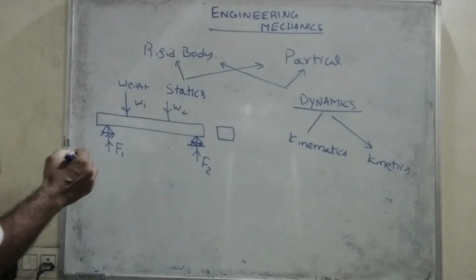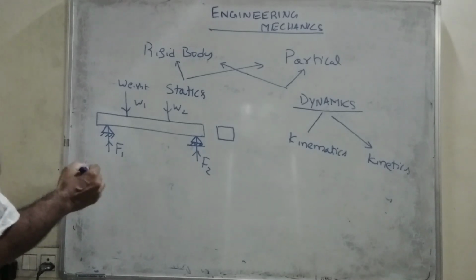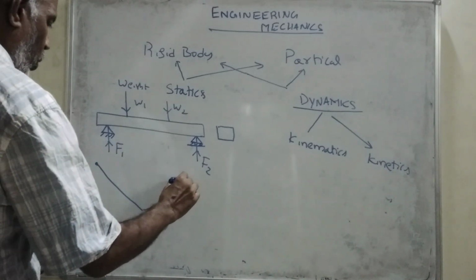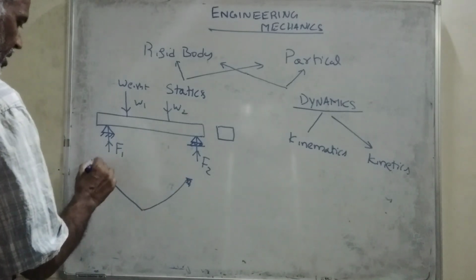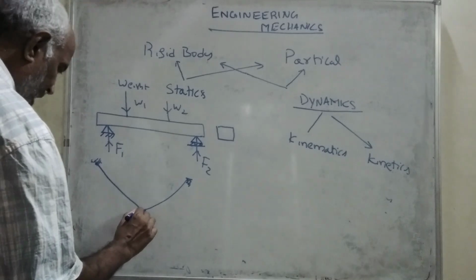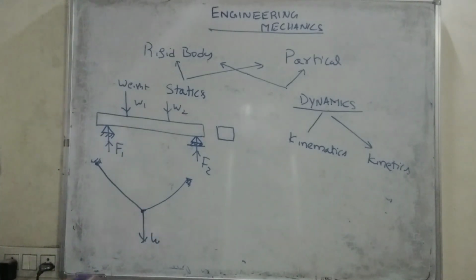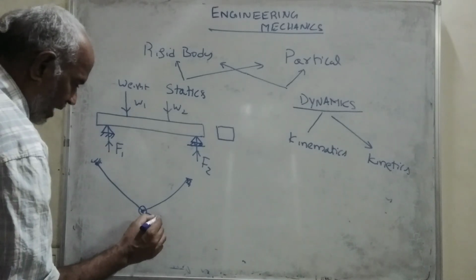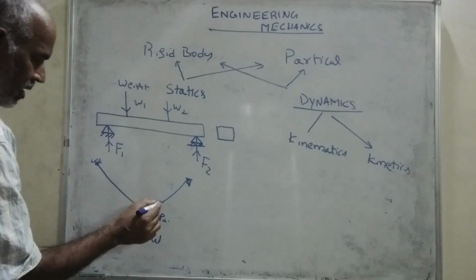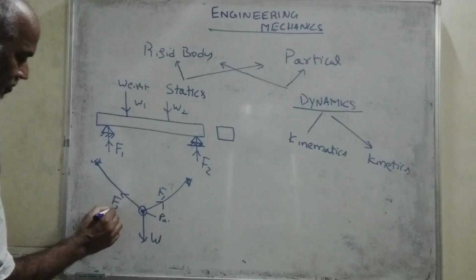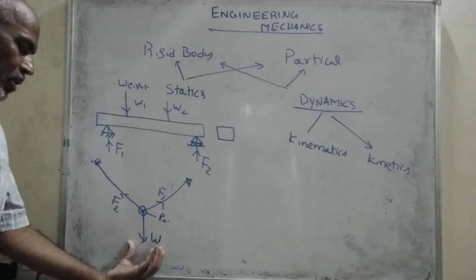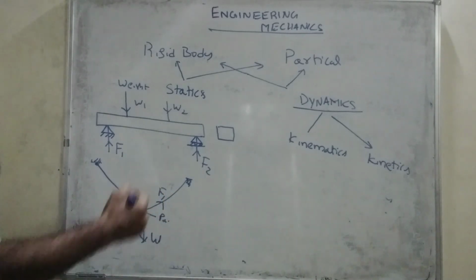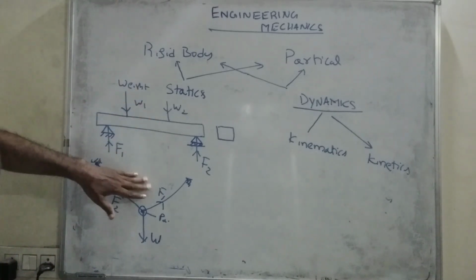Okay, and now we'll see another illustration. A cable is being connected between two ends, and at one point it is being loaded with a weight W. Now, this point of load application is considered as a particle. This particle has one force F1 here, another force F2 here. Because of this application of load W, what is the tension induced in this right hand side wire and left hand side wire? This is called the particle statics. This is rigid body statics and this is the particle statics.